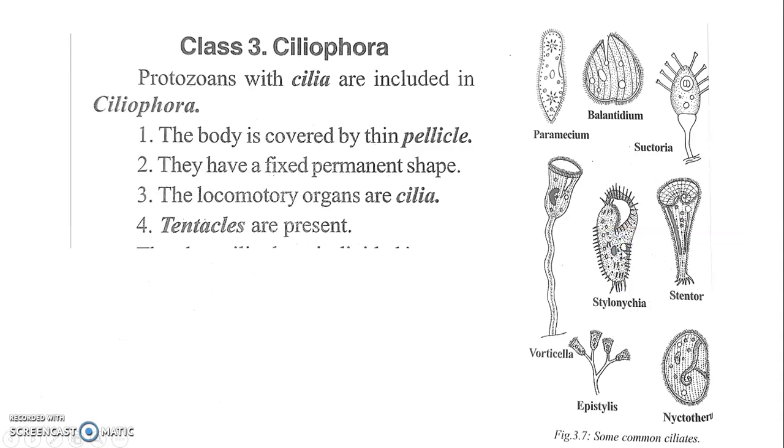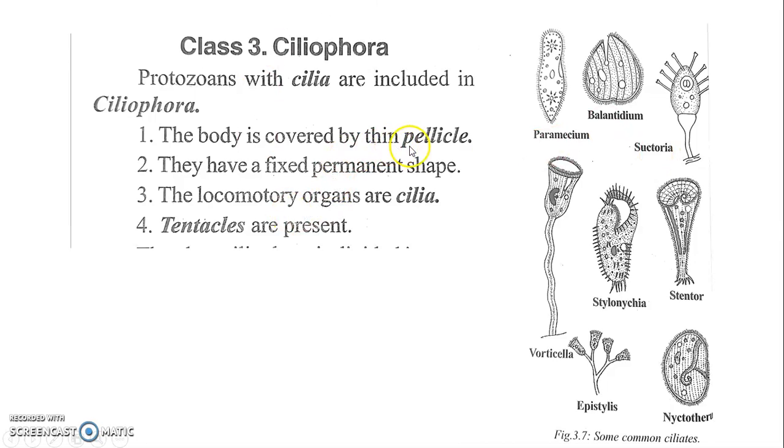Then class 3, Ciliophora or Ciliata. Protozoans with cilia are included in the Ciliophora or Ciliata class. Here Paramecium, Balantidium, Septoria, Stentor, Vorticella, Nyctotherus. These are the examples of class Ciliophora.